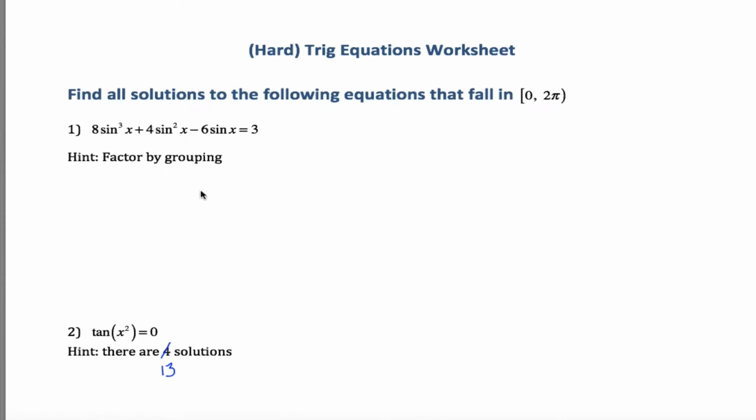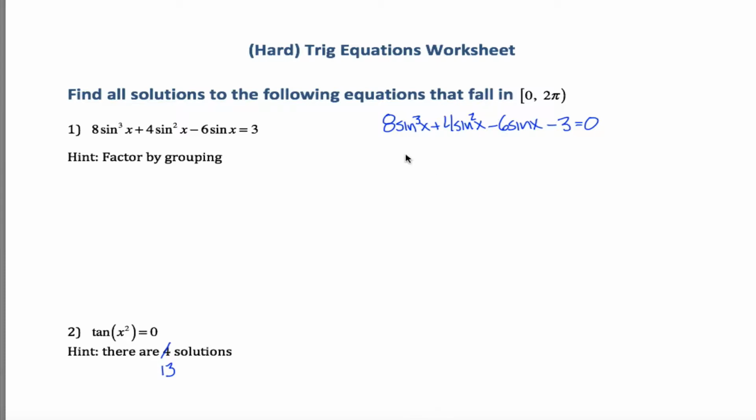It says factor by grouping. Generally speaking, factoring is more useful when your equation is set equal to 0. And factoring by grouping is a method that works really well when you have 4 terms. So I can have 4 terms and this thing set equal to 0 if I subtract 3 from both sides of the equation. That gives me 8 sine cubed x plus 4 sine squared x minus 6 sine of x minus 3 equals 0. And then I will factor by grouping.